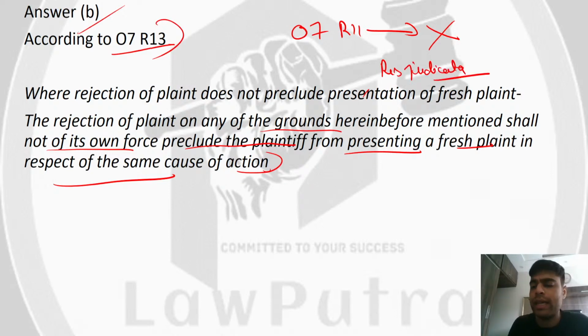In res judicata, it says that if a matter which was substantially in issue in a previous suit has been finally decided, then the same matter cannot be instituted in a different court. But over here the plaint has been rejected. So that rejection itself will not prevent the plaintiff from presenting a fresh plaint in respect of the same cause of action. So this is very important.